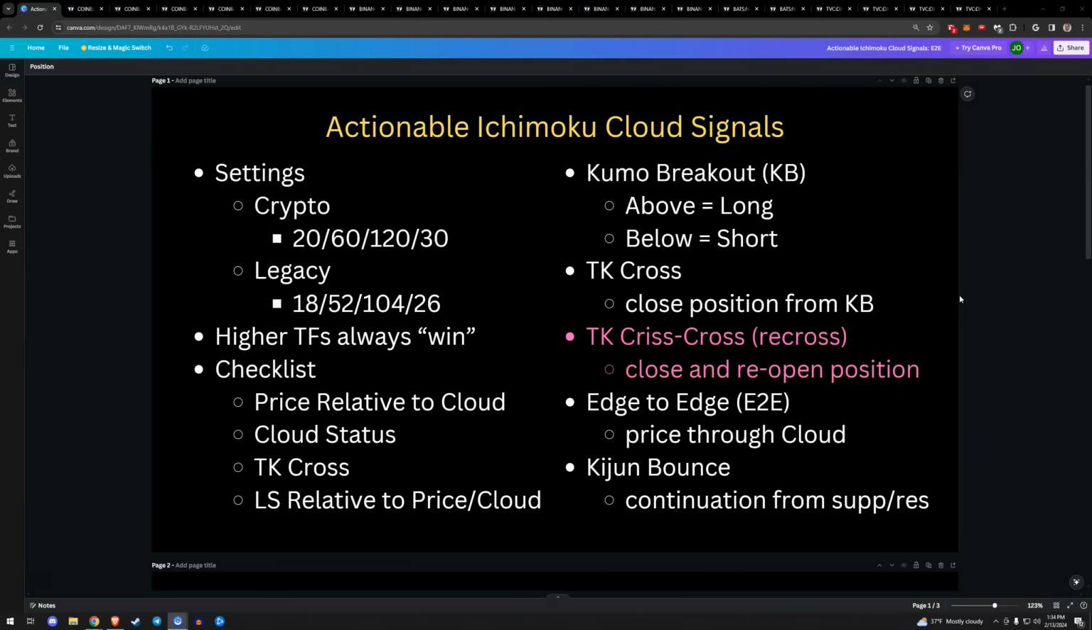Okay, we're in the opposite position here now. We have a TK recross with price above cloud, which is a specific actionable signal here. I'll show you the receipts as to why in a second. But this is the cloud telling you, yes, we know you just closed your long, or maybe you closed it and reopened a couple times. But the cloud is telling you momentum is potentially coming back.